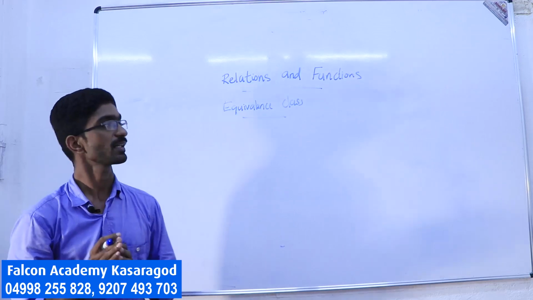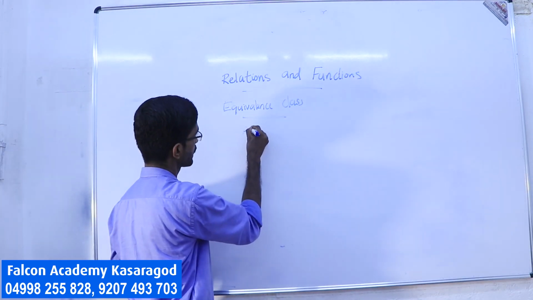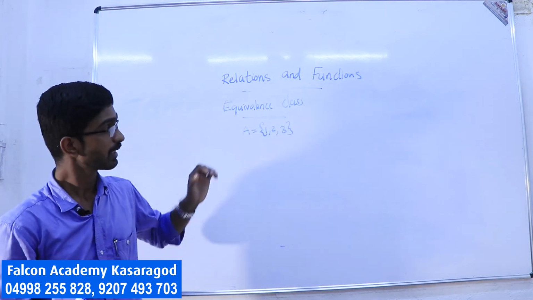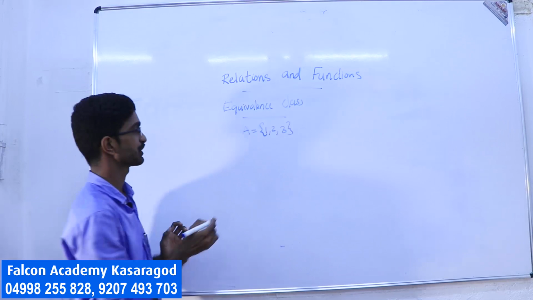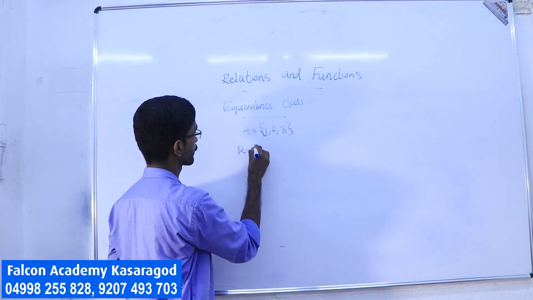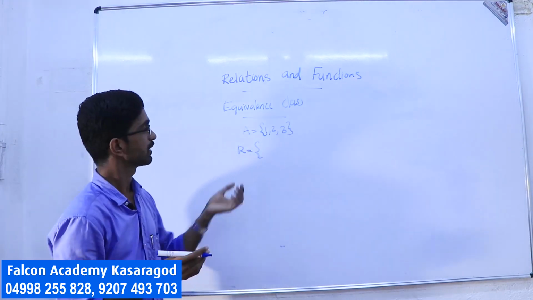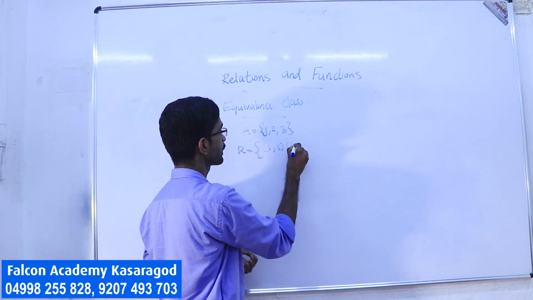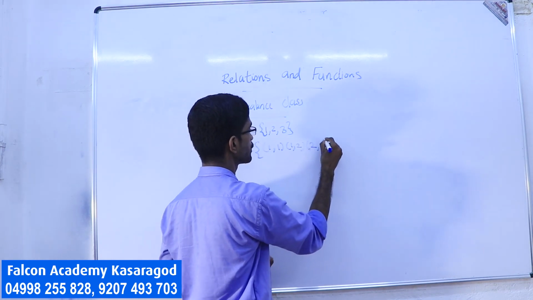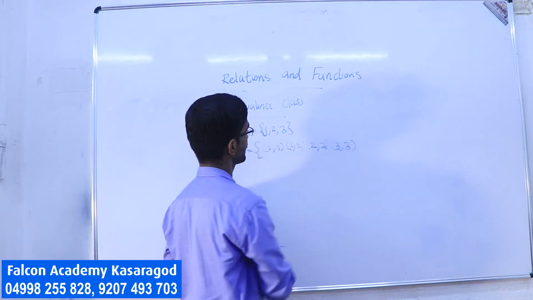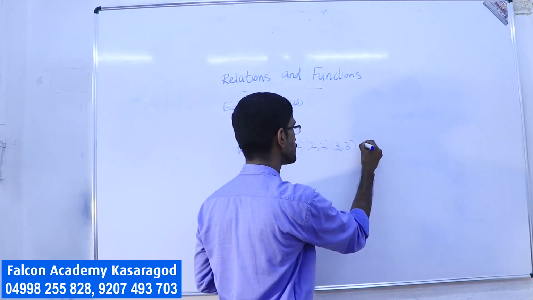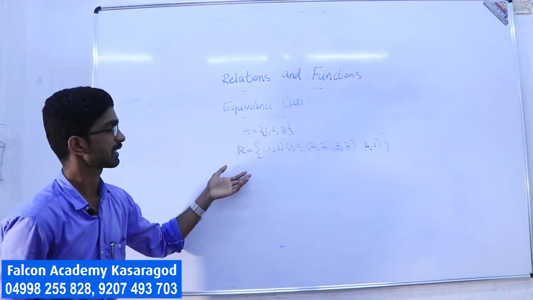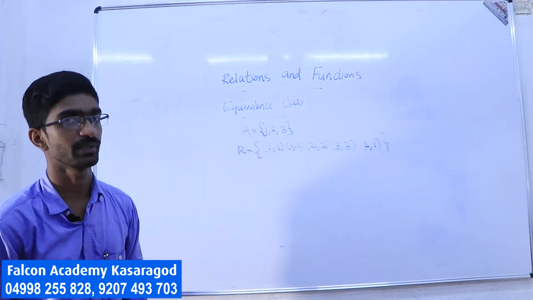Okay, just consider a set A. Now define a relation R as, maybe I can write the elements (1,2), (1,1), (1,2), (2,2), (3,3), (2,1). Okay, that's enough. So this relation contains 5 elements.